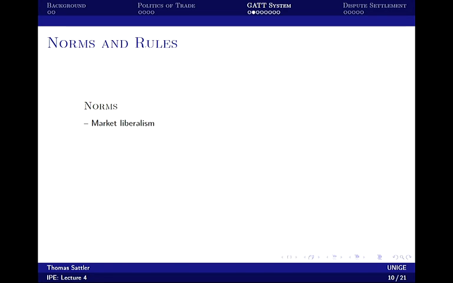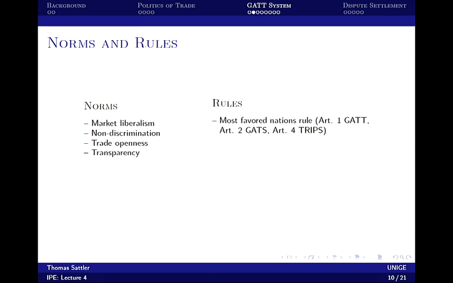And that all goes back to classical liberalism, Adam Smith and Ricardo, and the economics of trade, which I just reviewed, saying that everybody benefits from trade. And therefore, we do not discriminate against countries. We have a system that's open to trade, and we are totally transparent in what we do. And these norms are then practically implemented in specific rules.